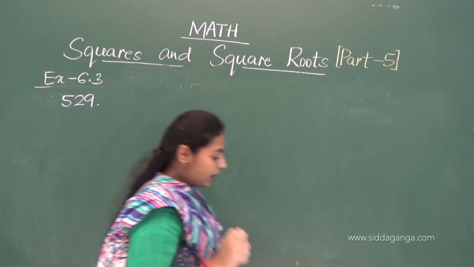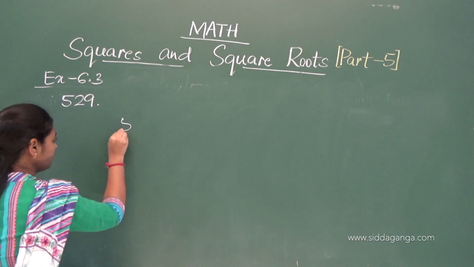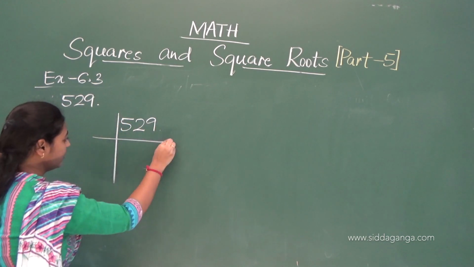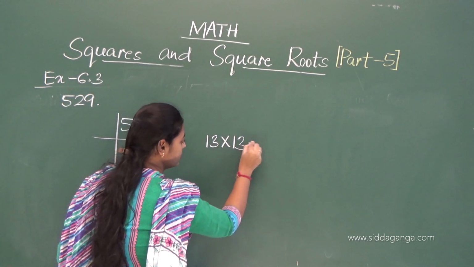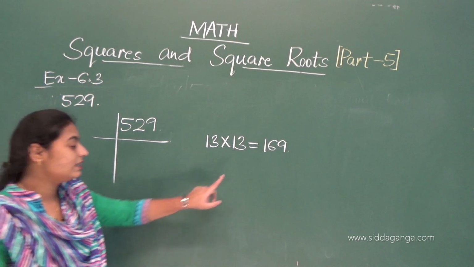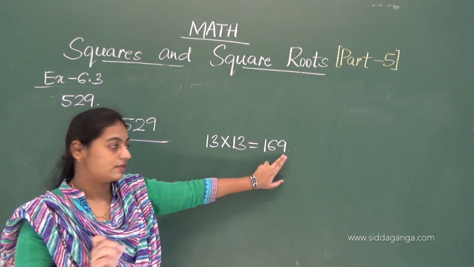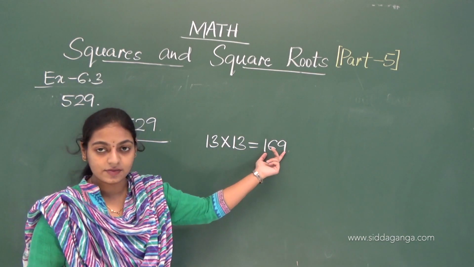529. So 9 is in the units place. We know that 13 into 13 is 169. We also note that if 3 is in the units place, then 9 must come in the units place. So 13 into 13 is 169.